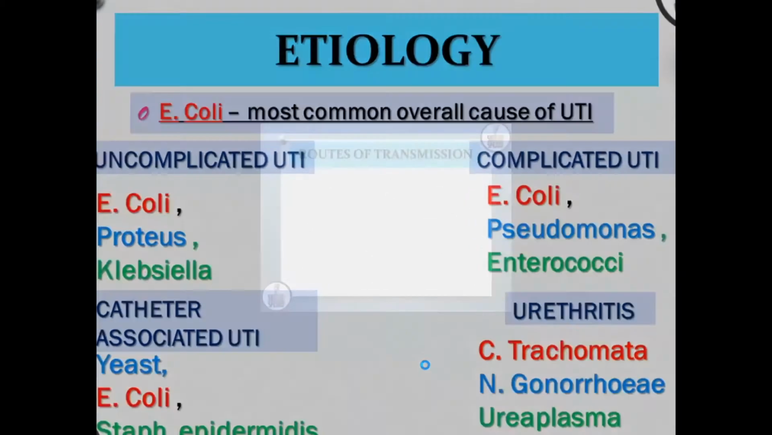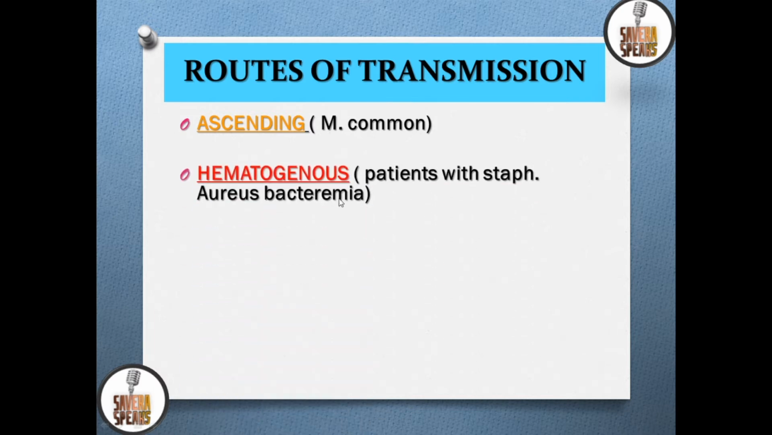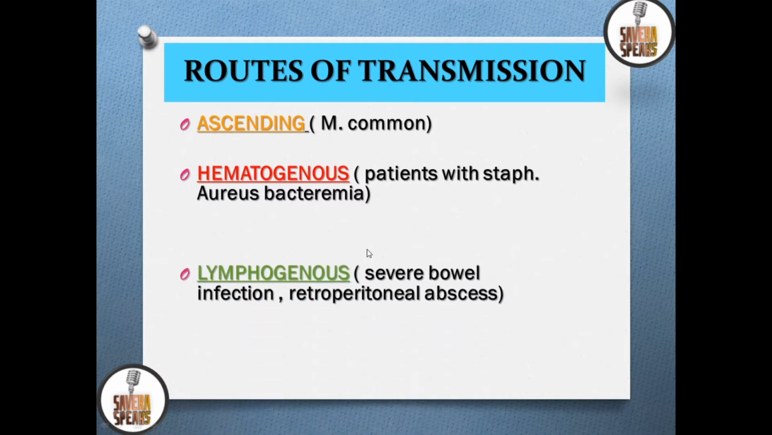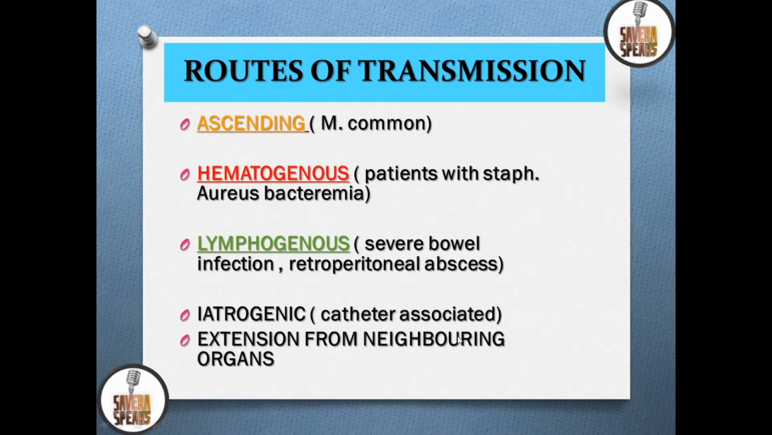Now, the routes through which they enter the urinary tract. The most common route is the ascending route, in which the organism enters through the urethra and ascends upward. Other than that, there is the hematogenous route, which is not very common, but the second most common after ascending. It occurs in patients with Staph aureus bacteremia. The other routes are lymphogenous, which is very rare and seen in severe bowel infection or retroperitoneal abscess, and iatrogenic or extension from neighboring organs.